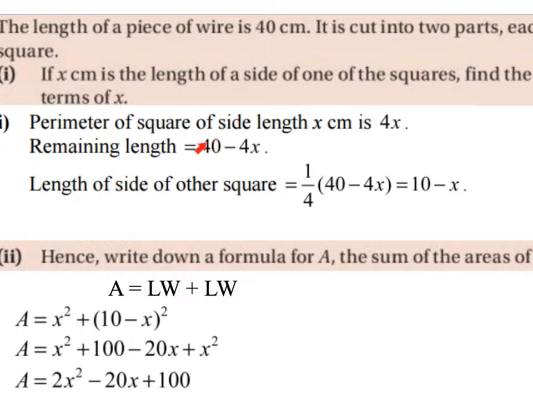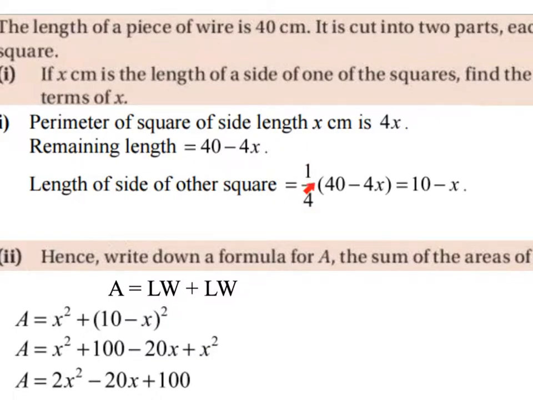Now this remaining length, 40 minus 4x, is the perimeter of the entire other square. And remember, a square has 4 equal sides, so each side must be the same. So the length of the side of the other square is going to be a quarter of this. So this is the remaining length of wire. So dividing it by 4 or multiplying it by a quarter will give us the length of one of the sides of the other square.